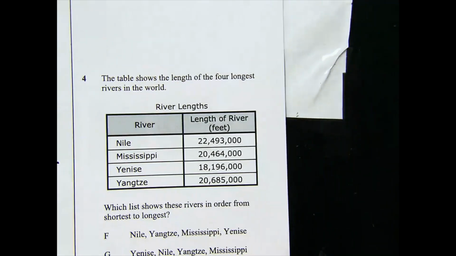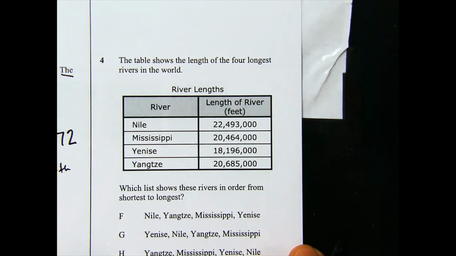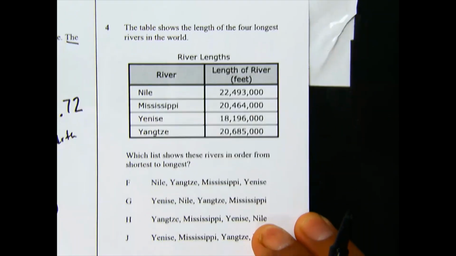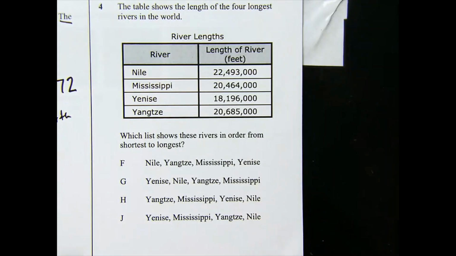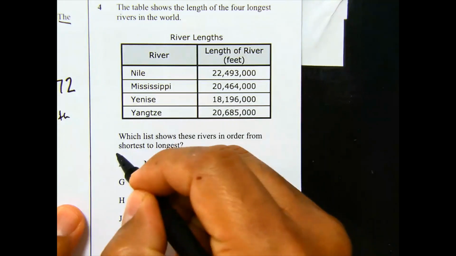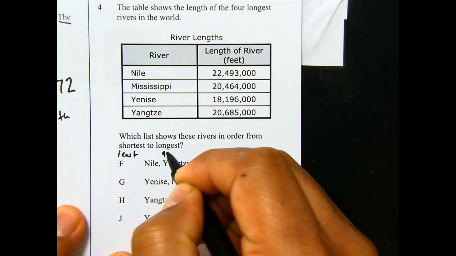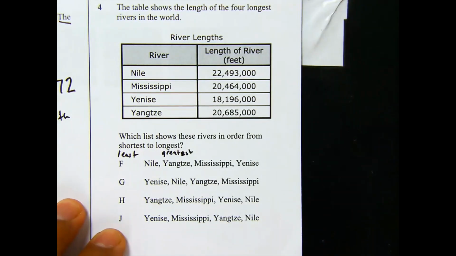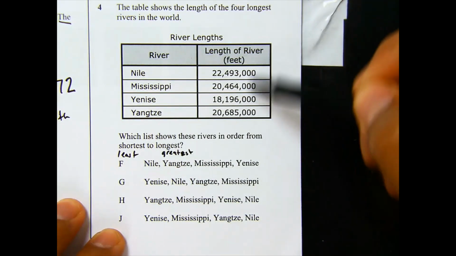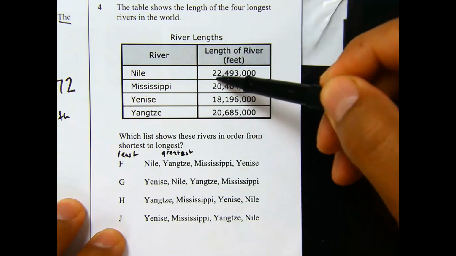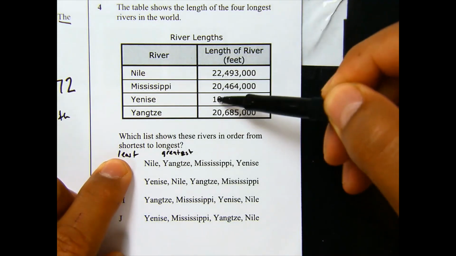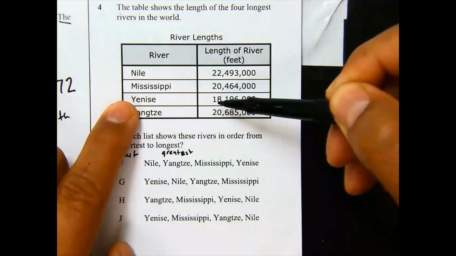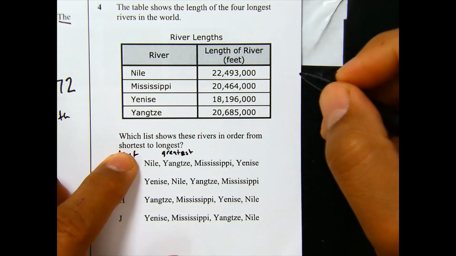Number 4. The table shows the length of the four largest rivers in the world. Which list shows these rivers in order from shortest to longest? So going from least to greatest, we compare our numbers. We compare our highest place value. So it would be the 10 millions place. So the smallest number in the 10 millions place would be that 1. So the Yangtze River would be our smallest, the least.